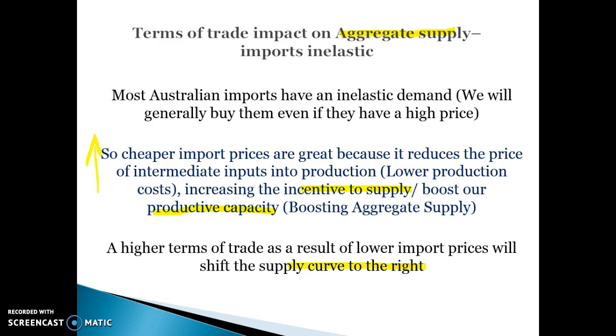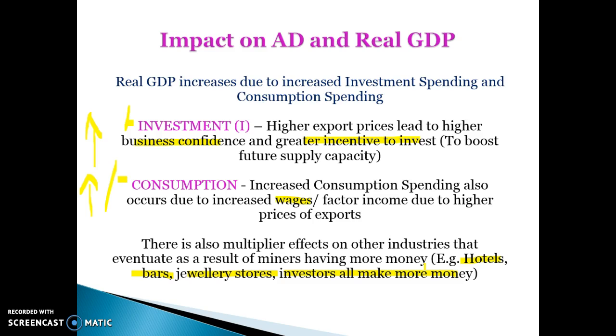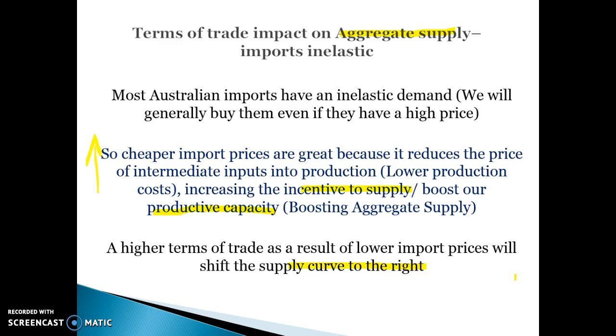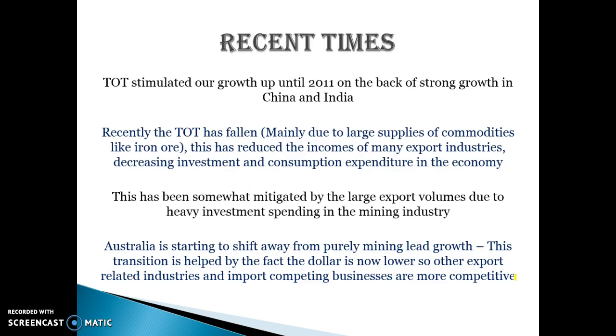You also need to be able to go the other way, and that's what's most important with what's going on at the moment. So at the moment, the terms of trade is going down. You've got to be able to explain the negative impact that's having on investment and consumption because of lower profits, lower incomes, and the multiplier effect, and link it to negative impacts for aggregate demand. Don't really need to talk about supply because import prices aren't really going up. That's not what's causing the terms of trade to go down.